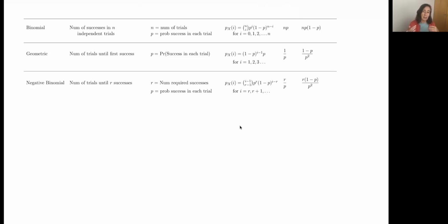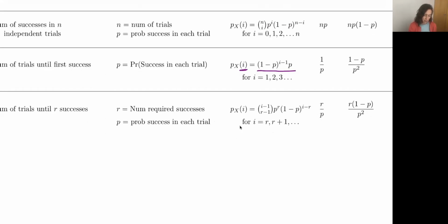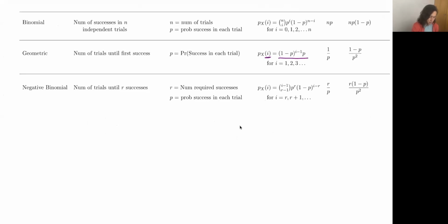So what's the probability that you get success on the first trial? That's pretty easy, that's P. What about the probability that it takes 2 trials, that it takes 3, that it takes 4, etc.? The PMF for that, the probability that the first success comes in the ith trial, is 1 minus p to the i minus 1 power times p. So I'm just going to copy that down below here. The geometric.